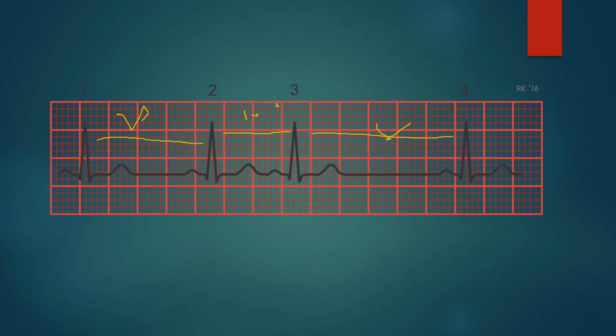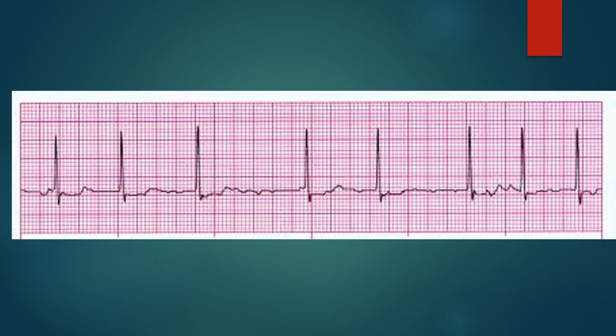Then it is an irregular rhythm. To calculate this, we have to see the rhythm strip. We have to count the QRS complexes in around 50 big squares. If you do not have 50 big squares in that rhythm strip, look at this example, there are only around 30 big squares. Then we can count the QRS complexes in these 30 big squares.